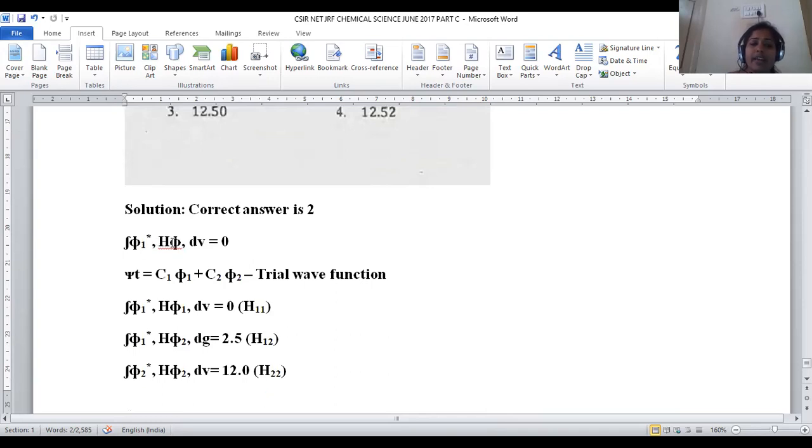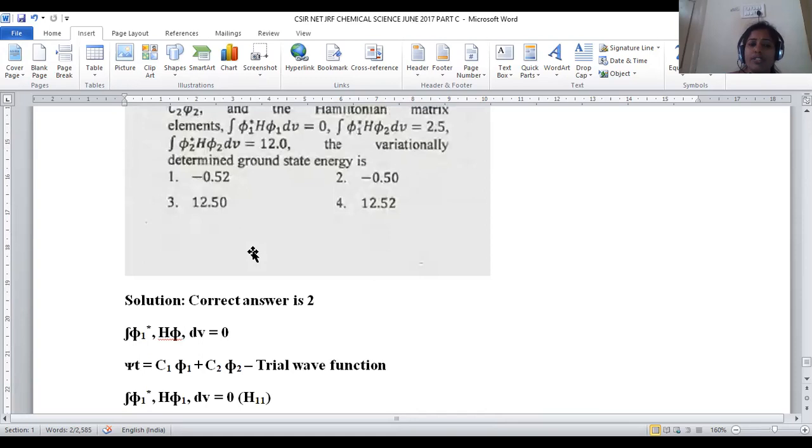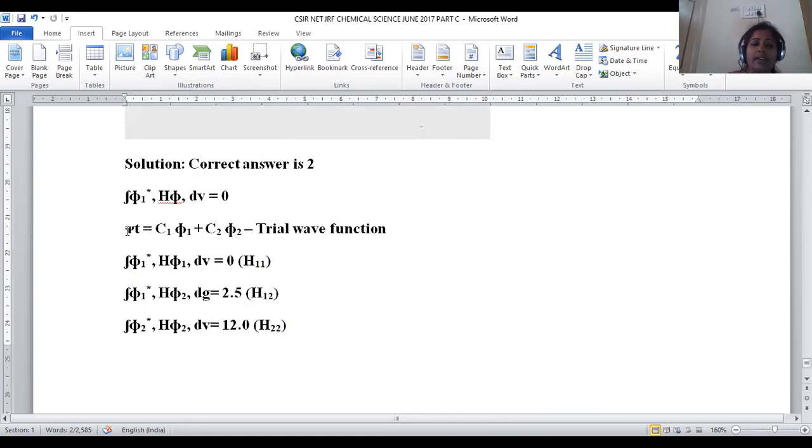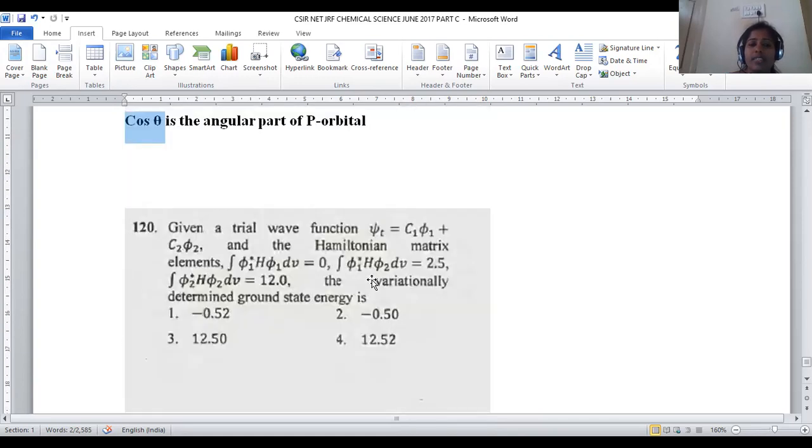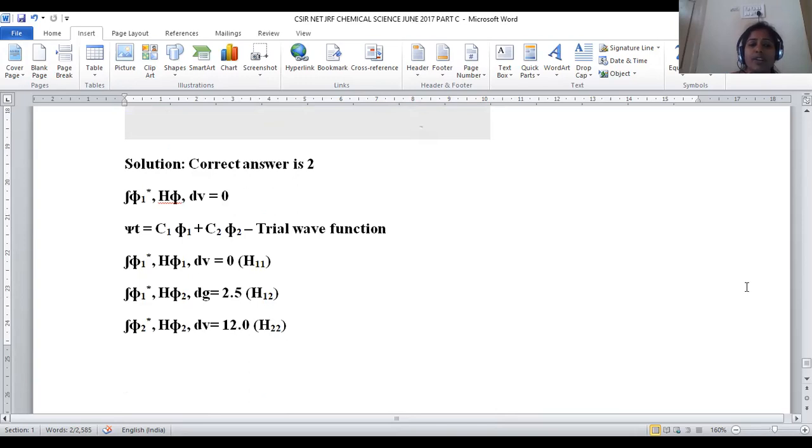Integration of pi 1 star H pi dv is equal to 0, which is provided. And the trial wave function is given as C1 pi 1 plus C2 pi 2, which is also provided within the problem. And pi 1 star H pi 1 dv is equal to 0. This is applicable to the H11 state. For the Hamiltonian H11 state, we can apply this equation.